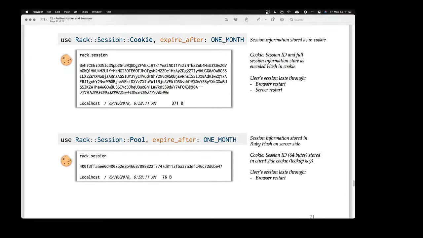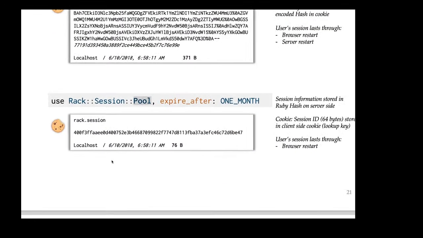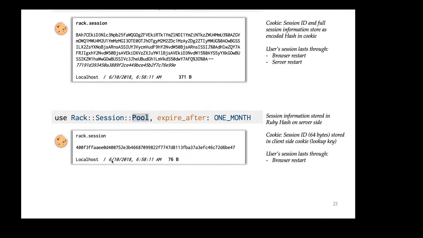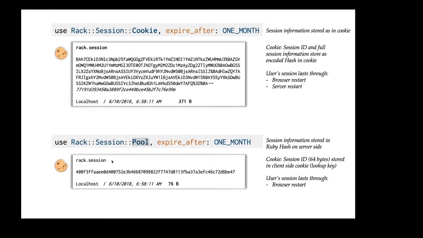Instead of saying use Rack session cookie, you say use Rack session pool. Pool means use the memory pool of this server to store all the session information. When you do that, your cookie will go from being this big down to just this big. Because all this is the session ID of the session variable on the server side. And every time users come in, Rack will look at this ID number, look at its own session hash, and it'll pick out the right session data for this user and give it to you in the session hash. Okay. So that's a very, very simple change.